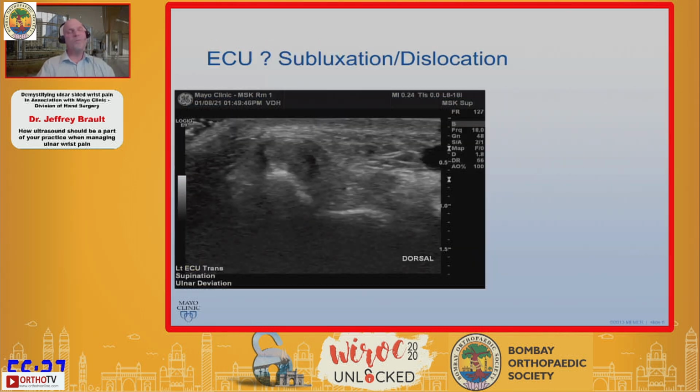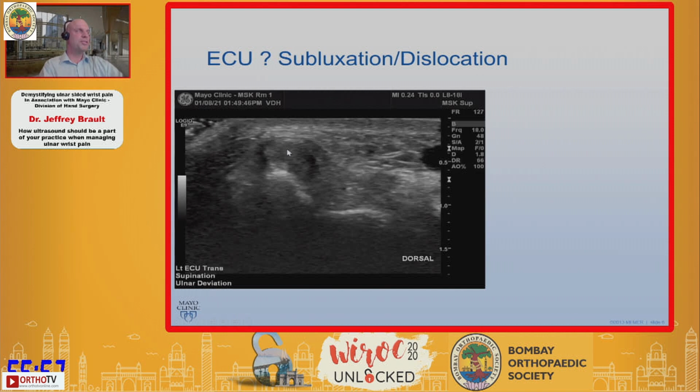Now, one of the big questions that is always sent to us is whether there is instability of the ECU tendon, or does it dislocate? This can be very perplexing. In fact, Lee et al. in musculoskeletal imaging has identified that the ECU tendon actually dislocates greatest in supination and ulnar deviation. So we can put the wrist in supination and ulnar deviation with the ultrasound and try to identify if the ECU tendon actually comes out of the valley over the ridge.